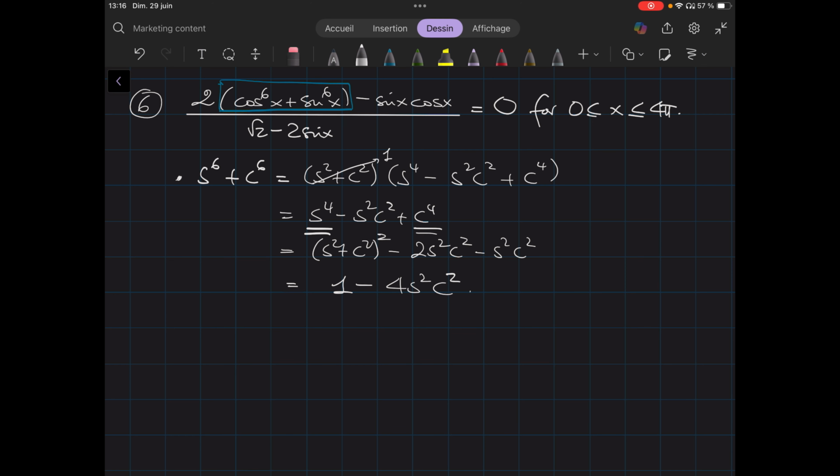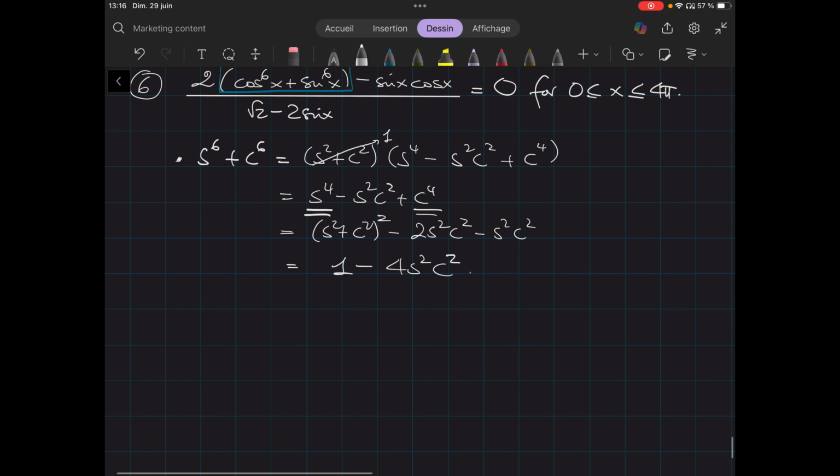Plug it back into the original question. We would have 2 minus 8 sine squared cos squared minus sine cos. Oh, sorry, that should be a 3. Okay. Simplifying this guy, we'll get 1 minus 3 sine squared cos squared. Plug it back into the original equation.